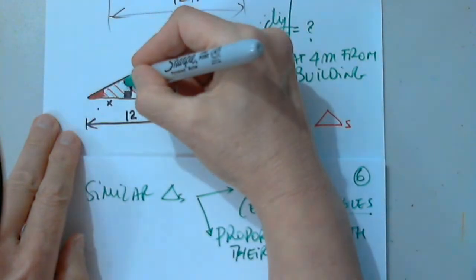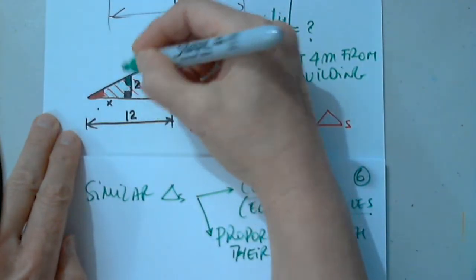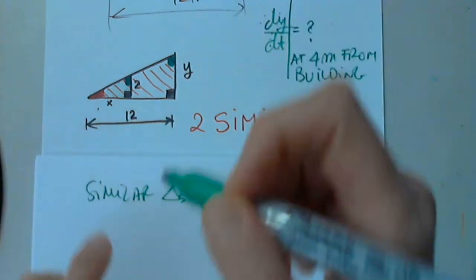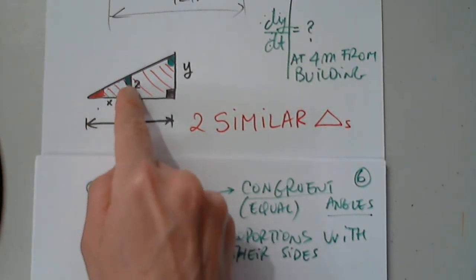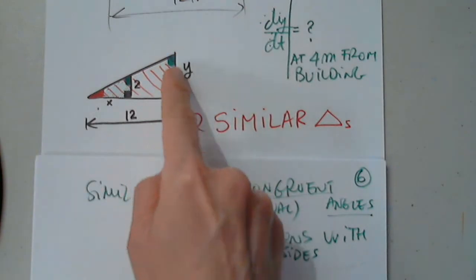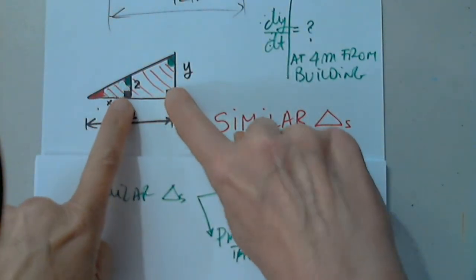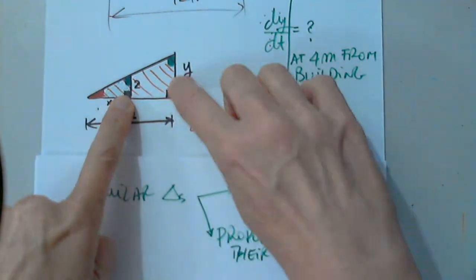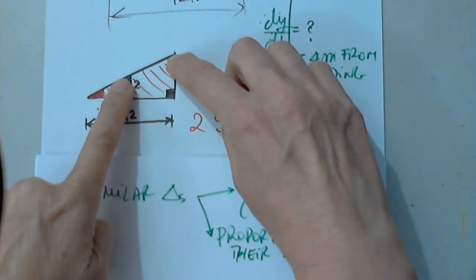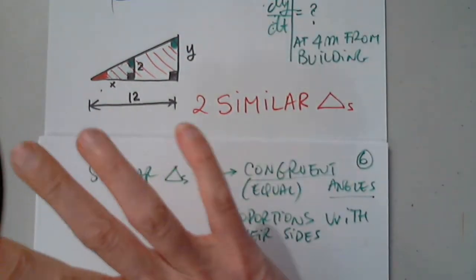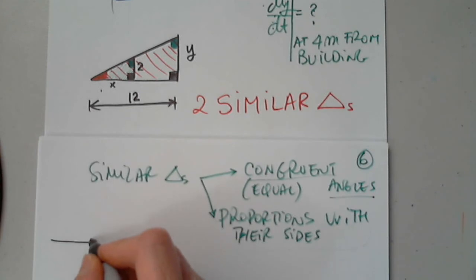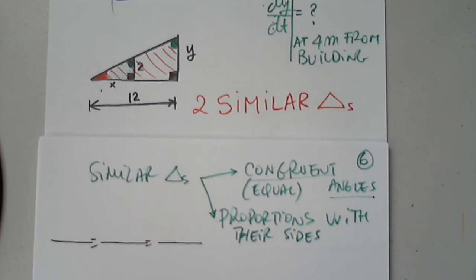But of course, these two have to be the same. So this angle in the small triangle is the same as the angle in the big triangle. These two are both 90 degrees. So these two have to be the same as well. Okay, but now I have to be careful how I write proportions. The order is extremely important.